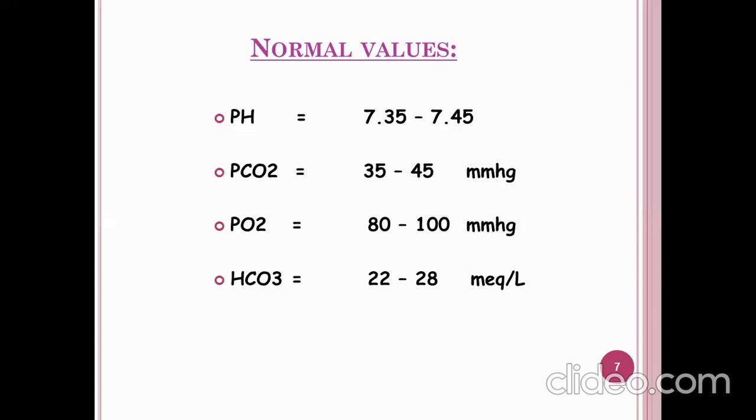Once again, I am going to repeat the values. You must know them and you have to memorize these values. So pH is 7.35 to 7.45, whereas the partial pressure of carbon dioxide is 35 to 45 mmHg, whereas the partial pressure of oxygen is 80 to 100 mmHg, whereas the bicarbonate value is 22 to 28 milliequivalents per liter. You must know all these values. So this is the normal range, the normal value of the ABG parameters.